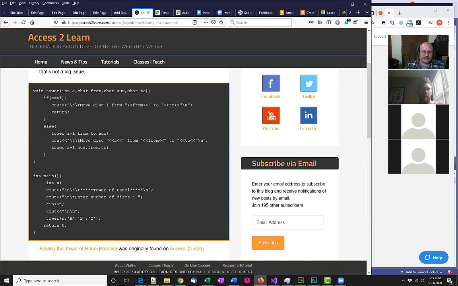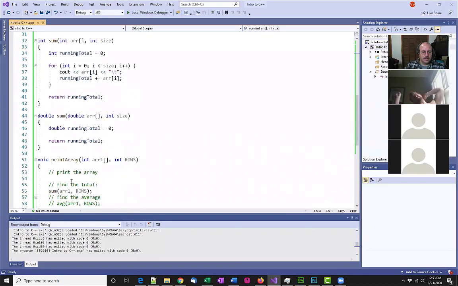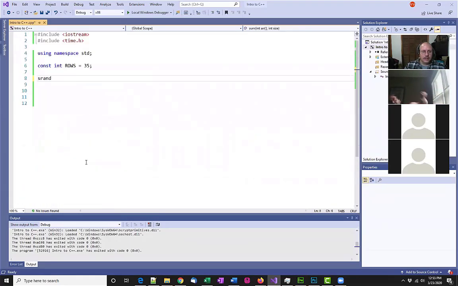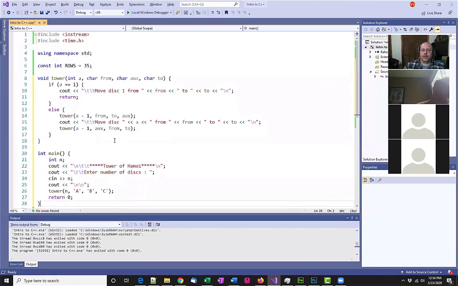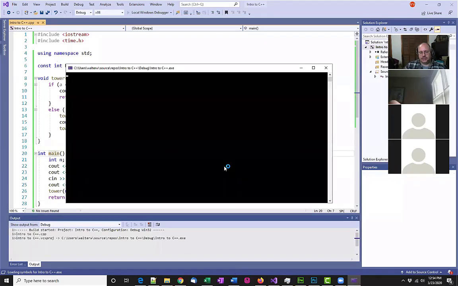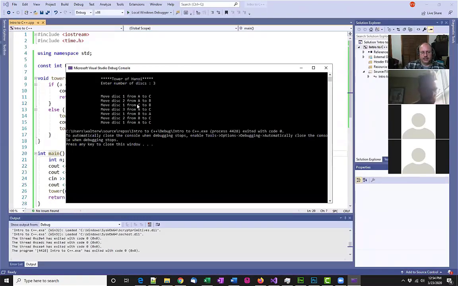In fact, let's see if I can copy this in. There we go. Okay. So I have my tower function. I have my main function. I go and I run this. Okay. Tower of Hanoi, how many disks? Let's say 3. Disk 1 from A to C, disk 2 from A to B, disk 1 from C to B. Okay. Pretty simple. And it almost shows up right away.